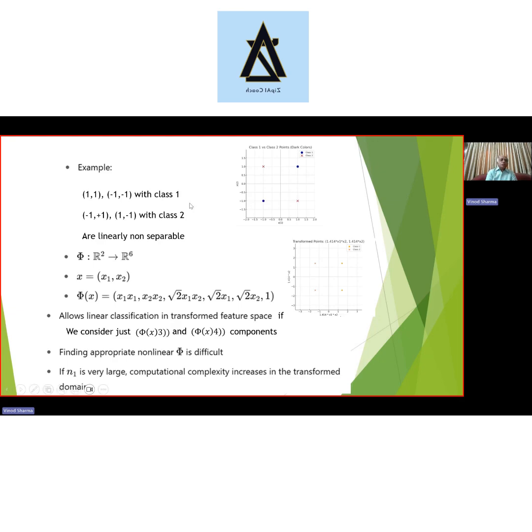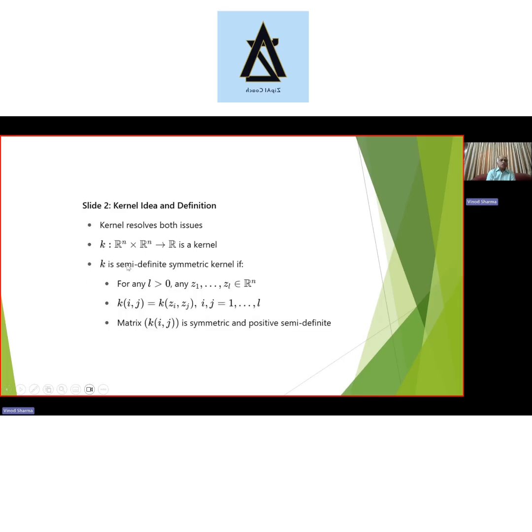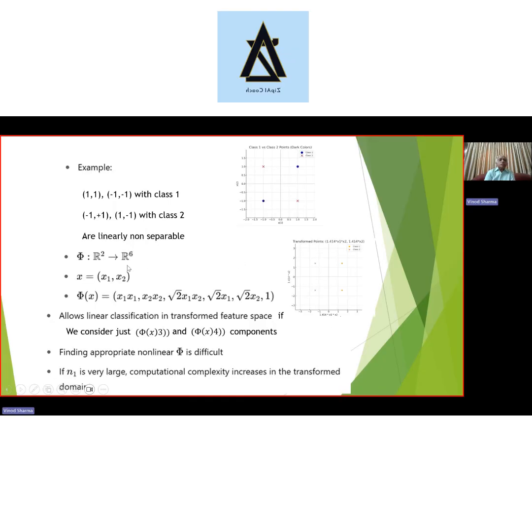Now, what we do is we take a nonlinear mapping phi from R2 into a larger dimensional space, that is R6. And this is given as follows. If x is (x1, x2), then phi(x) is given by (x1^2, x2^2, sqrt(2) x1 x2, sqrt(2) x1, sqrt(2) x2, 1). So these are the 6 components.